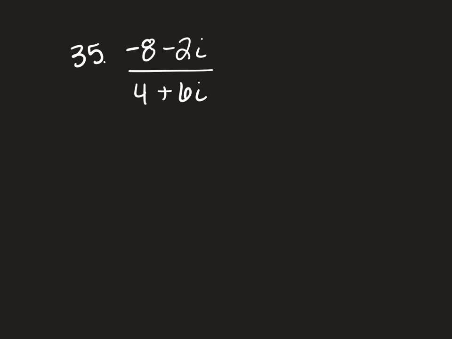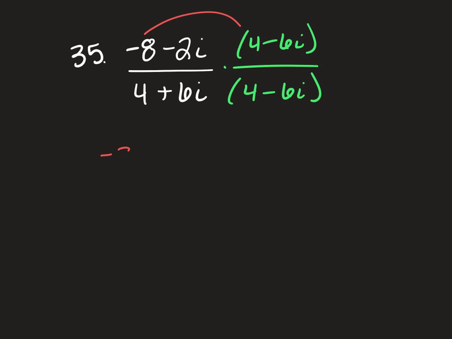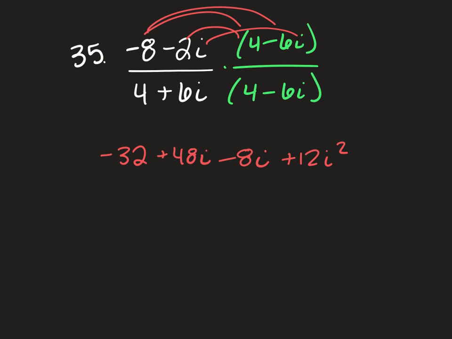Okay, so they just heard me talk through all of that. All right, so we have to multiply by the conjugate on the top and the bottom. So that's going to be 4 minus 6i, because remember the conjugate, you change the sign of what's in the middle. Then you FOIL on the top and the bottom. So 8 times 4 is negative 32. Then times 6 is plus 48i, minus 8i, plus 12i squared.